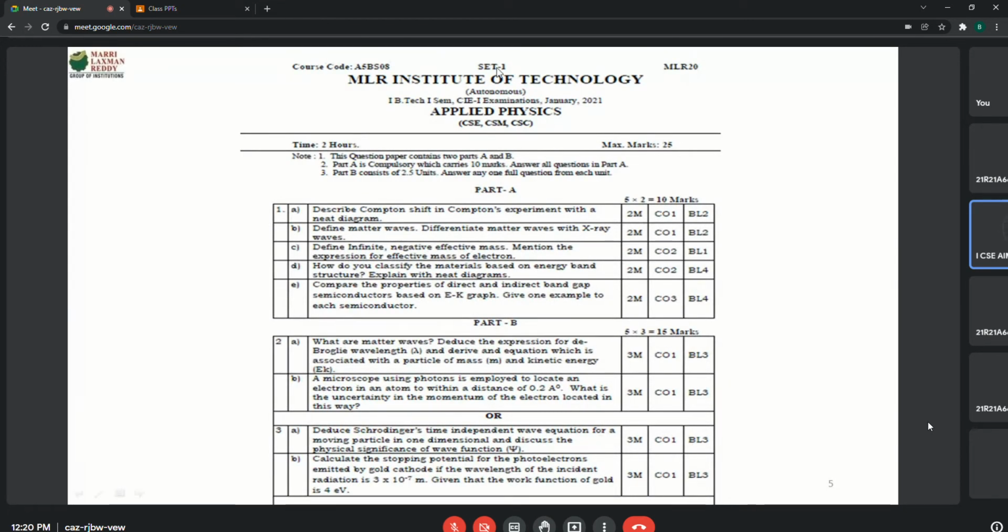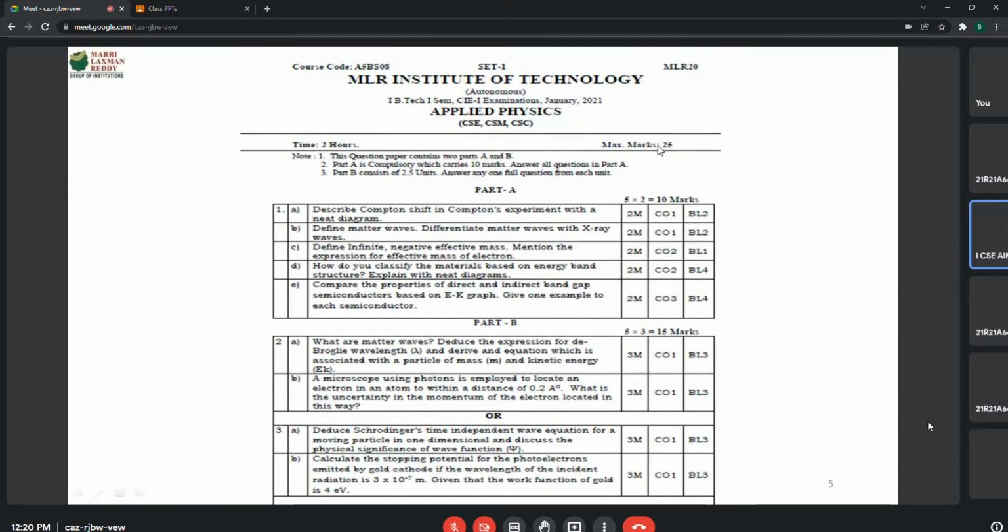Okay, set number 1, MLRIT Autonomous College, and the subject name is Applied Physics. You are going to see the question paper like this. Which branches will have this subject? That branch names can be seen here. Maximum marks are 25. This is a descriptive exam, we are calling it.